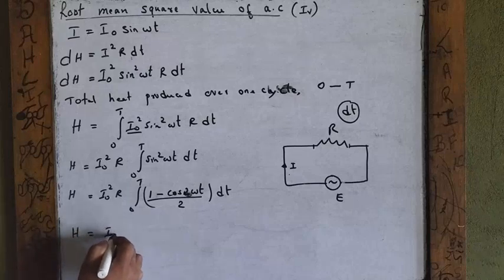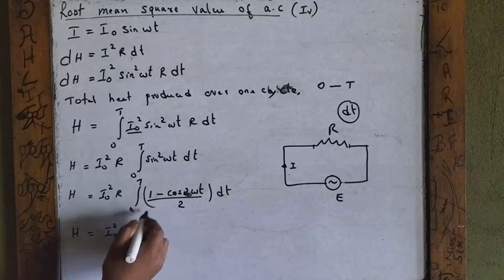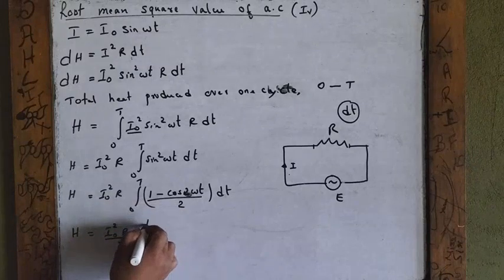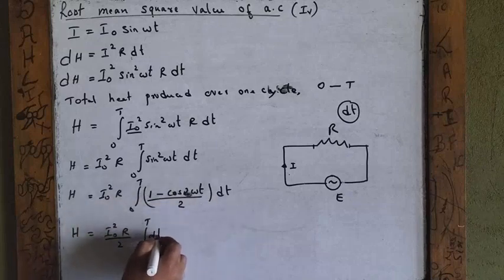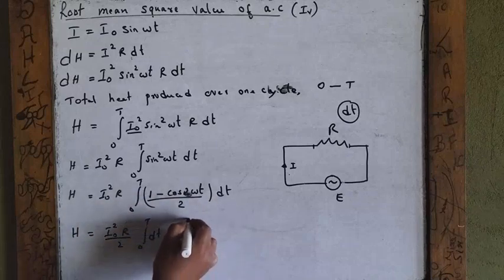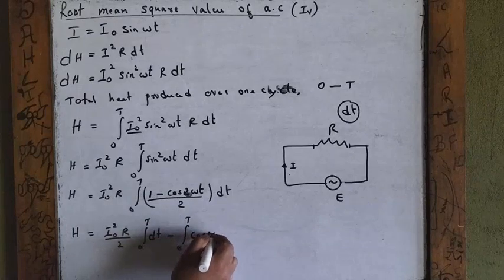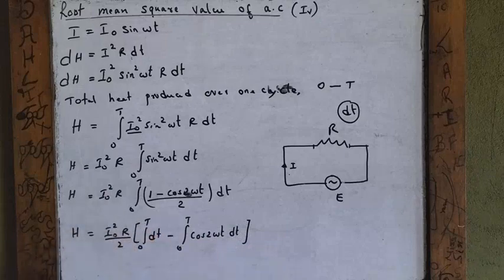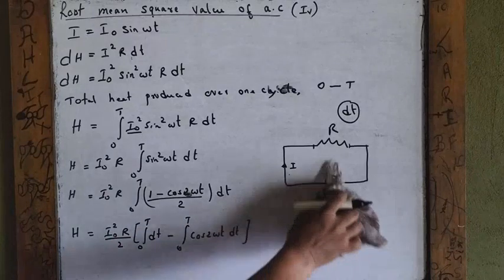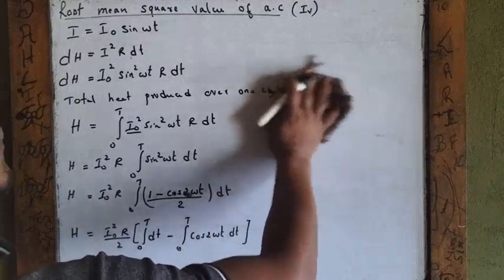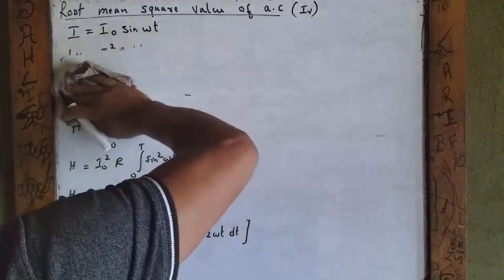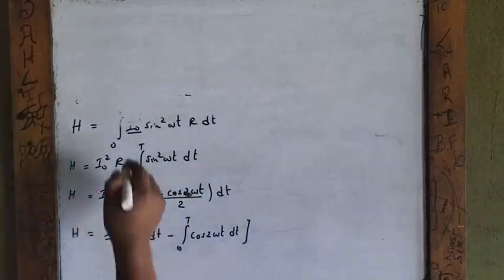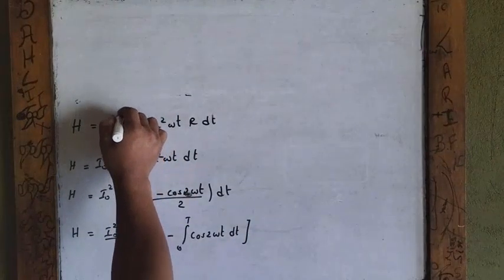Again, H is equal to I naught square R. Now this 2 I'll take here, and you split this integration. 1 into dt will be dt. Next, integrate from 0 to T cos 2 omega t dt. And these should be inside this bracket. I have to rub this because I have very little space over here. So please take a screenshot so that you will get the full calculation.